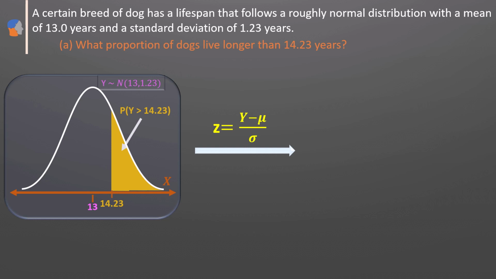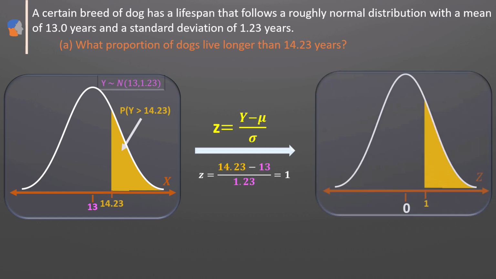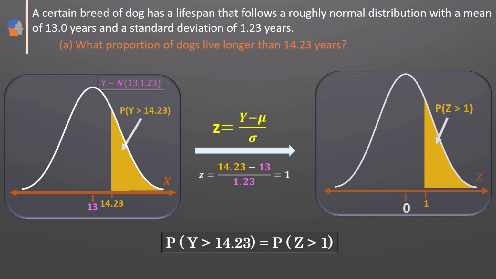So y is 14.23, mu is 13, sigma is 1.23. Therefore, the corresponding z value of 14.23 is 1. You see the density curve at your right. That is the standard normal density curve. Mean is 0. You know now both areas must be the same. That means the probability of y greater than 14.23 equals the probability of z greater than 1.